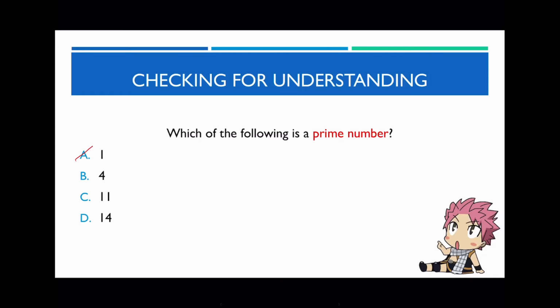Is 4 considered to be a prime number? So let's list down all the factors of 4. In this case, there's 1 times 4, so that's a factor pair, and there's 2 times 2. Since it has more than 2 factors, therefore 4 is not considered to be a prime number. Is 11 a prime number? List down all the factors in this case. And in this example over here, there's only factors of 1 and 11. Therefore, C is going to be the correct answer. So 11 is considered to be a prime number.